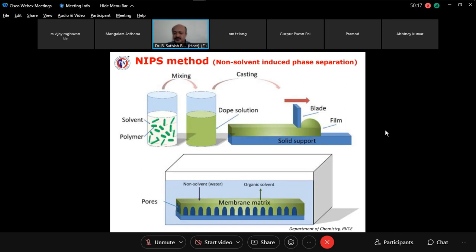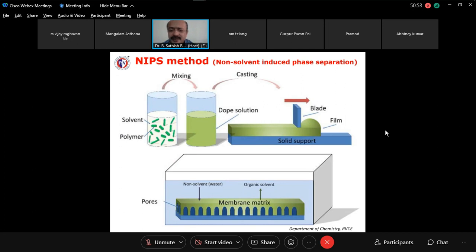Here the selection of solvent and required polymer is important. So what should the solvent be? What are the requirements of a solvent to be used in this NIPS method? Come on. It should be polar. Of course, it should be polar. Then able to dissolve in water. Yeah, it should be miscible with water. Very good. So then only you can use that solvent for dissolving the polymer.